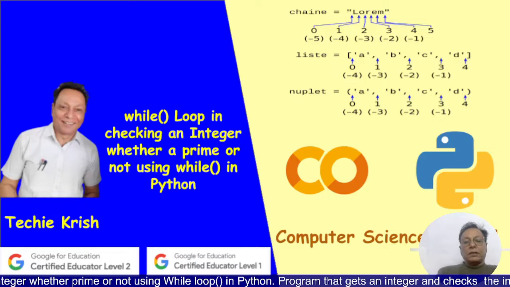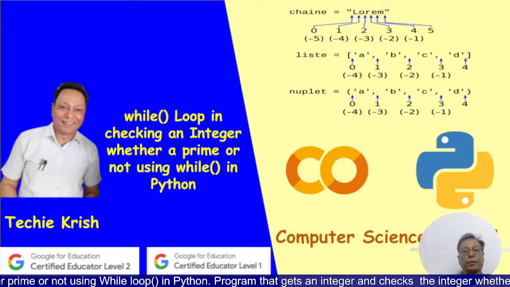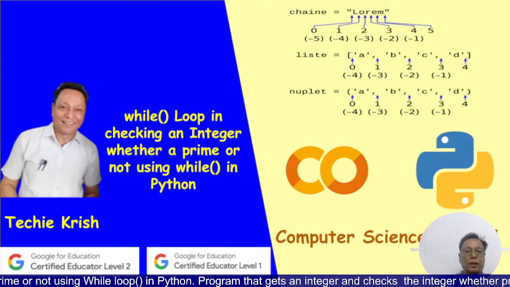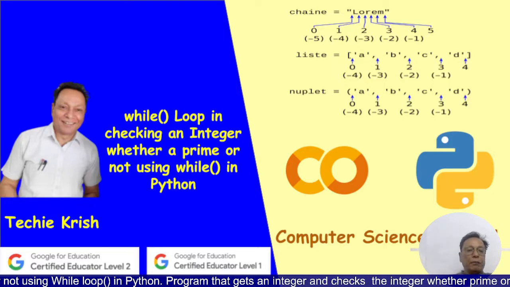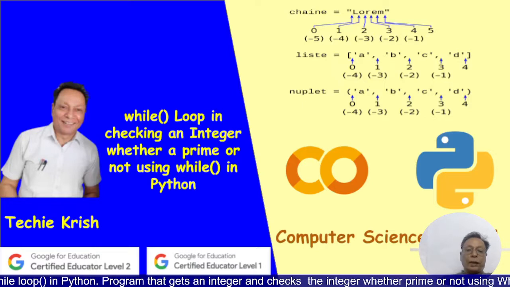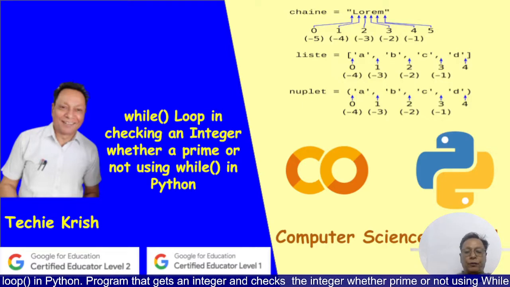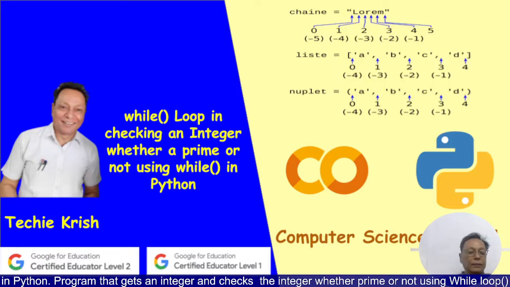We have discussed more about loops, and so far we have worked on how to create programs using the while loop. This time, using the while loop, I'm going to create a program which takes an integer from the console and checks whether the entered integer is prime or not. For that, we are moving to Python ideally, and there we create the program.